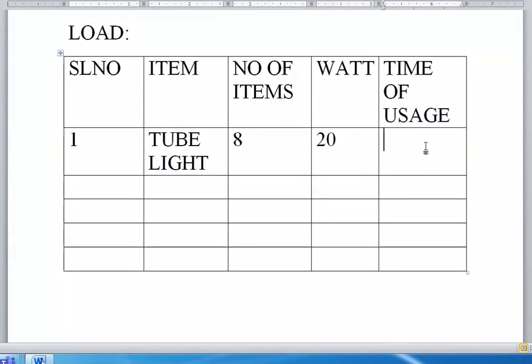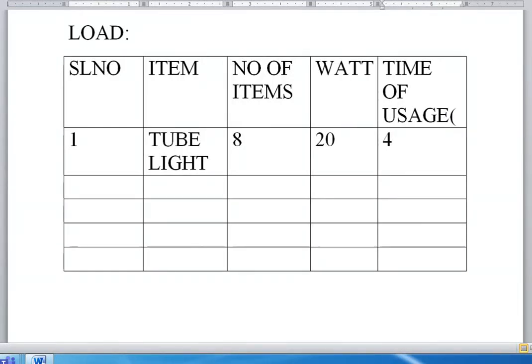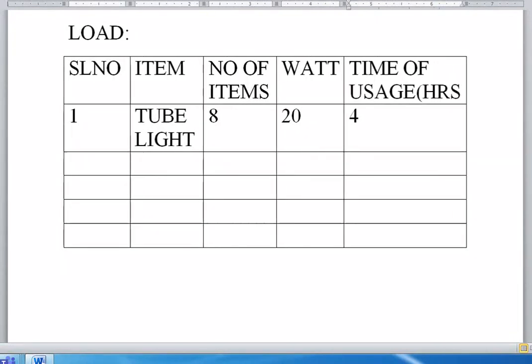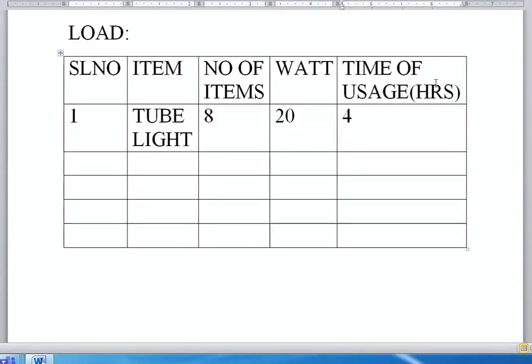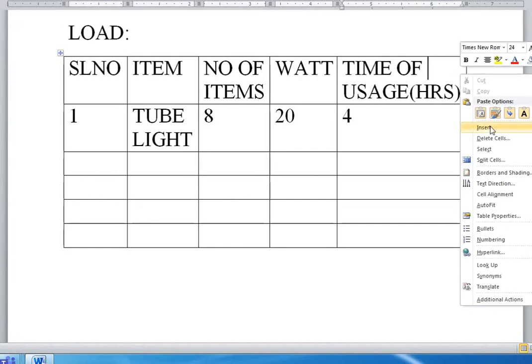So time of usage, let me go for maximum. Let me go for 6 o'clock to 10 o'clock, it is 4 hours. So let me put here 4 hours compulsory. So usage is, here I put it in the bracket, this is watts, number of items. And here if you see in brackets, that will be hours, HRS. So now we will have another column.